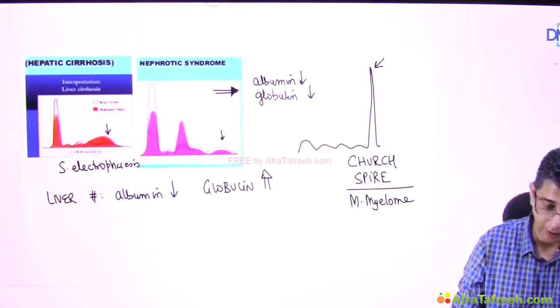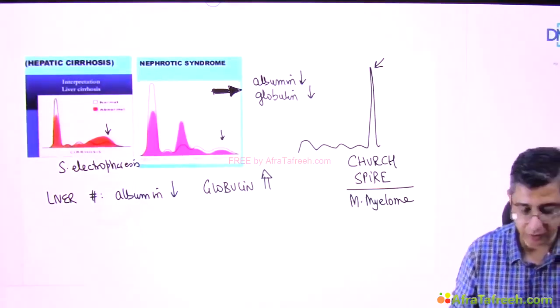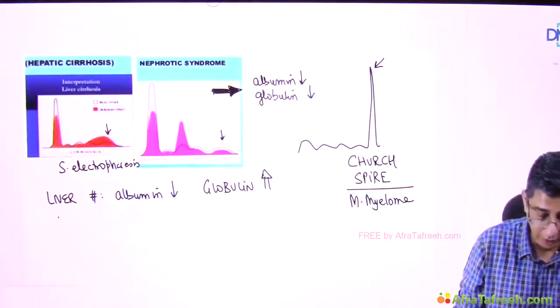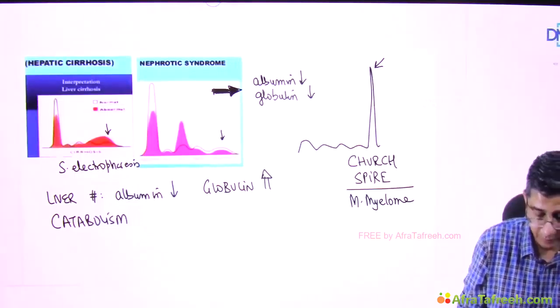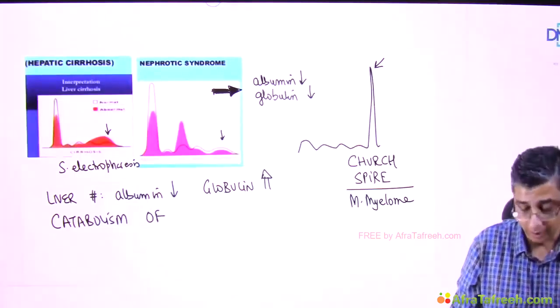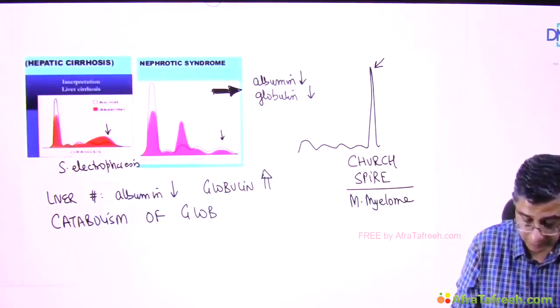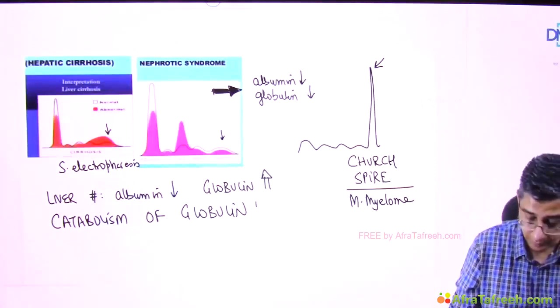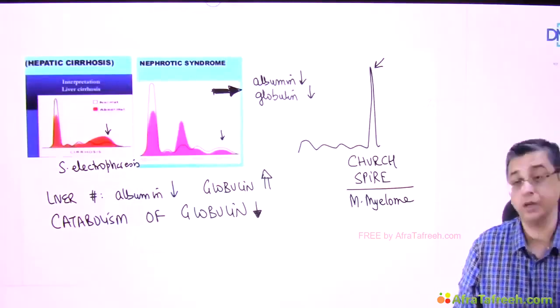But in the second diagram that you can see in the middle where I'm marking right now, albumin and globulin both are less, so that is nephrotic syndrome. In liver, guys, albumin is less, globulin is more. Why? Because the catabolism of globulin occurs in the liver. I repeat my statement so that you can understand this better. Catabolism of globulin occurs in the liver, and if liver is damaged, then the catabolism of globulin will become lesser, so gamma globulin values will be elevated.